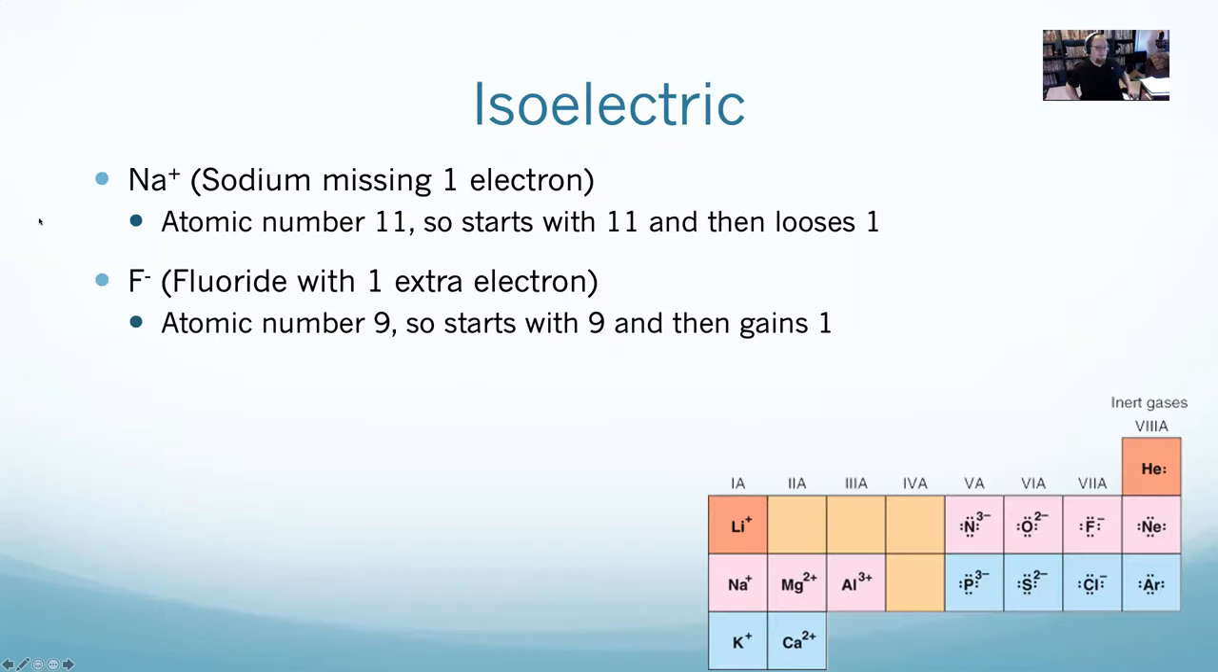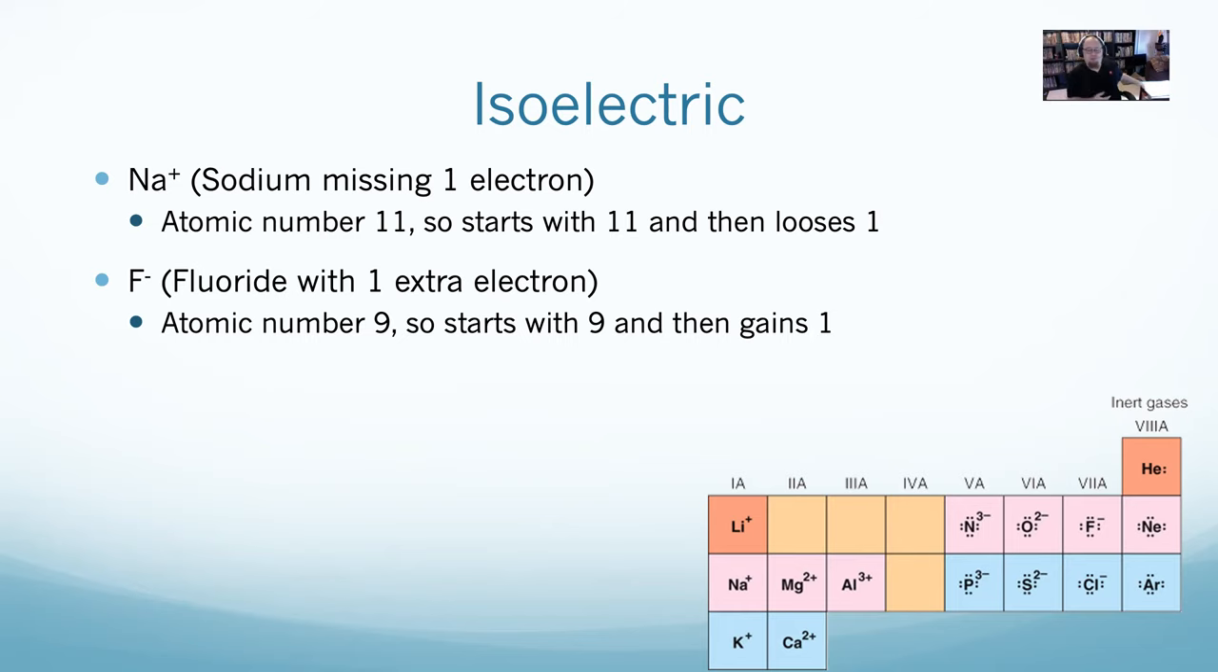One more term I want to cover today: isoelectronic. Let's say you have a sodium atom and it becomes an ion. Sodium as an atom has 11 protons and 11 electrons, because that's its atomic number. The atomic number of sodium is 11, so that is its number of protons, and that is its number of electrons. Sodium has one valence electron, so when it ionizes, it loses one electron and goes from 11 electrons to 10.